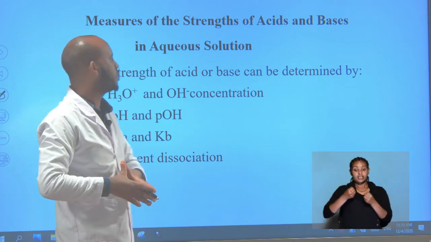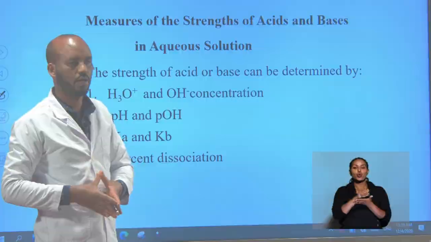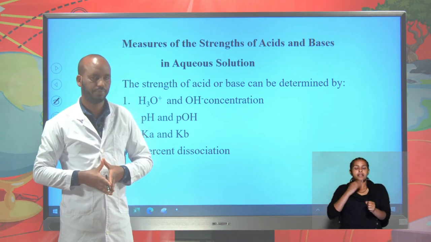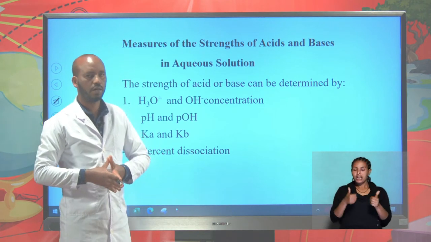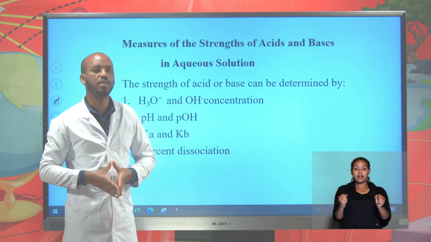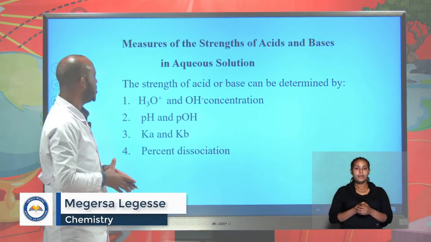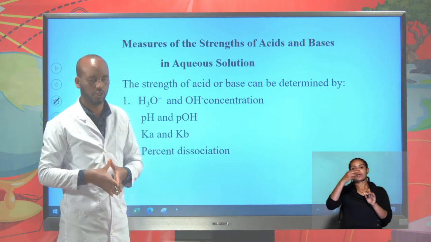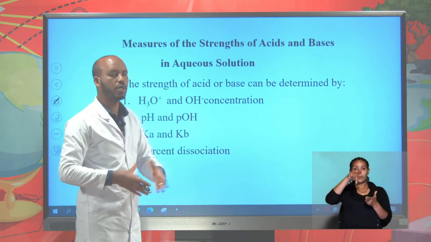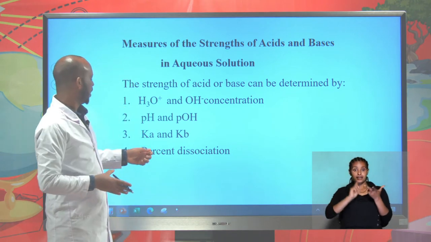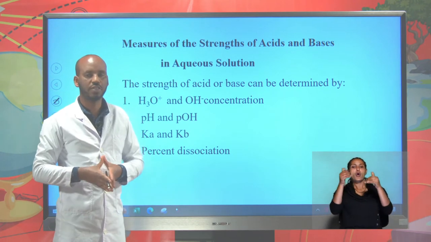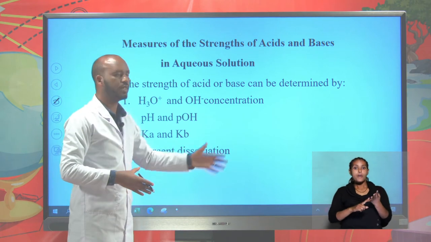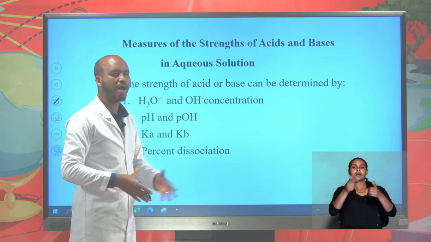Measures of the strengths of acids and bases in aqueous solution. Students, how can we measure the strengths of acids and bases? Good. These are ways of measuring the strengths of acids and bases. 1. Hydronium ion and hydroxide ion concentration. 2. pH and pOH. 3. Comparison of dissociation constant of the acid and dissociation constant of the base. 4. Percent dissociation. Let us see each one by one.